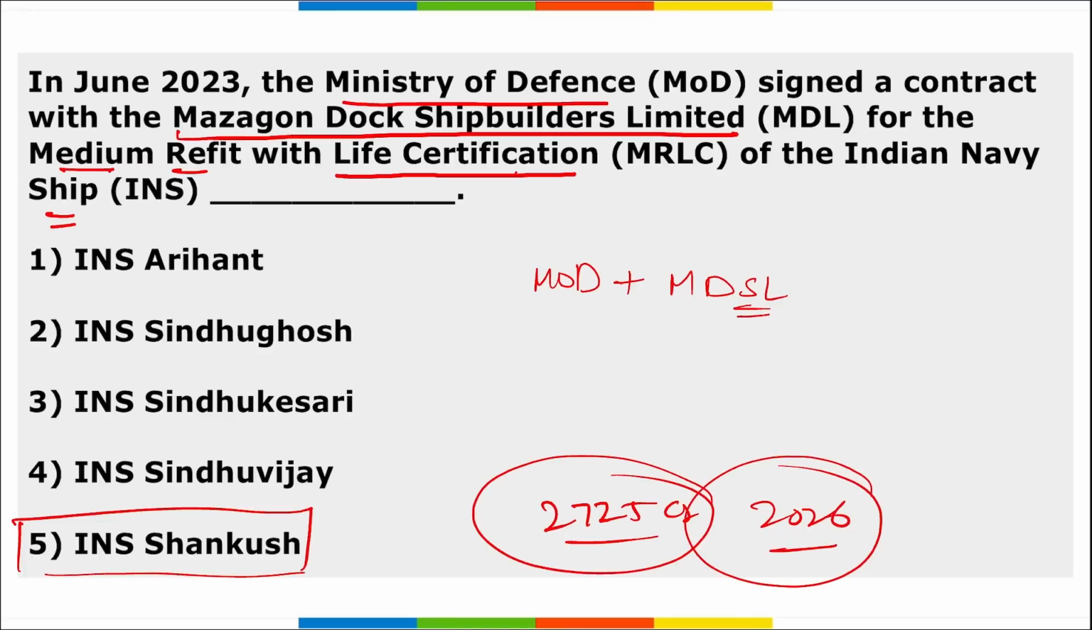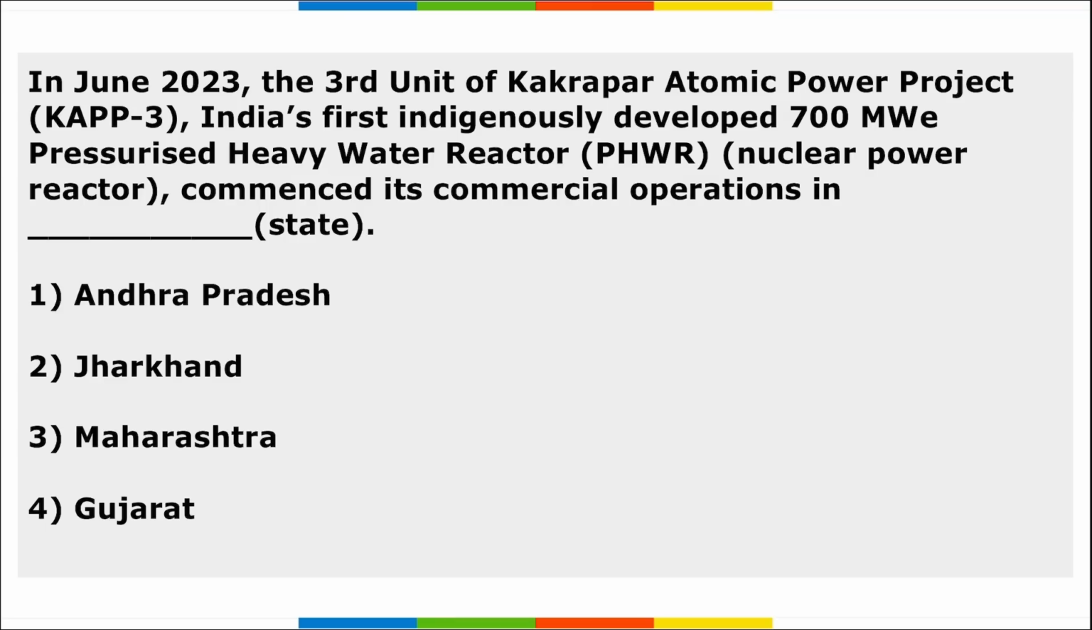And what is this MRLC? That is medium refit and life certification. Correct? Under this, in simple terms, INS Sankush will go under a complete renovation, and with this certification in the year 2026, it will be provided to the Indian Navy, and a total of 2,275 crore rupees will be spent. This submarine has a speed of 22 knots.